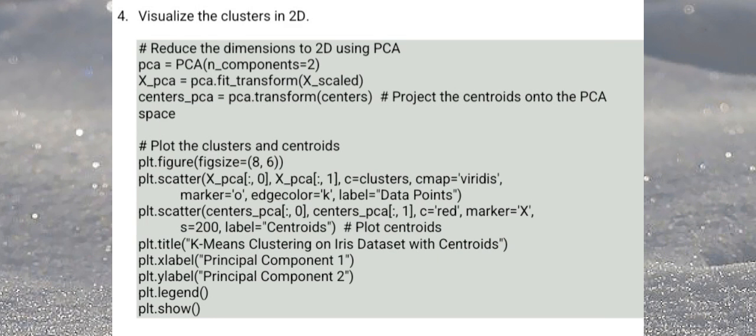cmap equals viridis sets the color map for the clusters. Marker sets the marker style, edge color, and label for the legend. plt.scatter adds another scatter plot for the cluster centroids. c equals red, and a larger size for the centroids, making them clearly distinguishable.